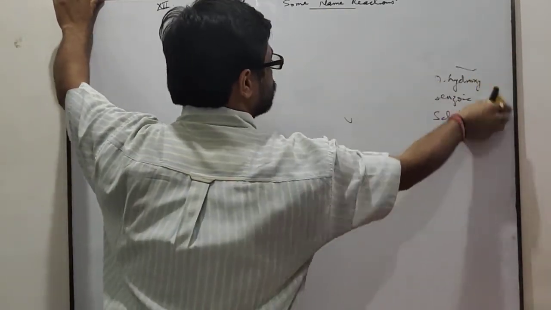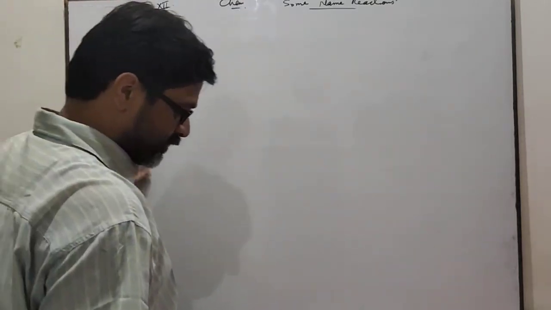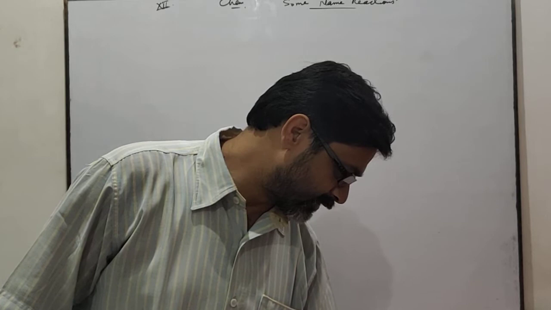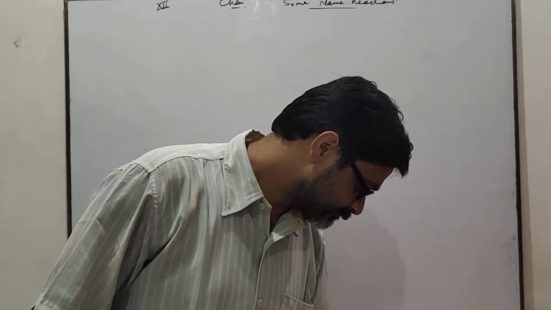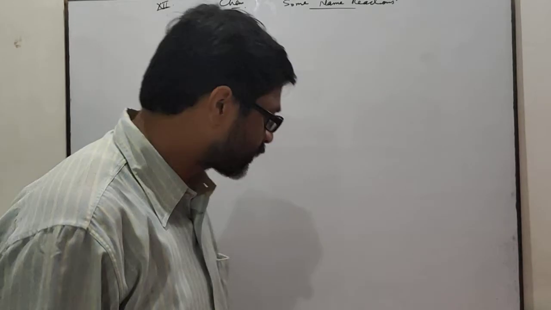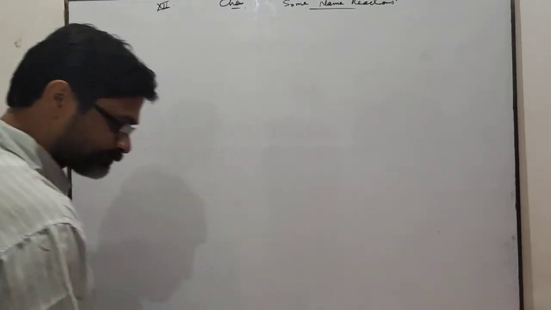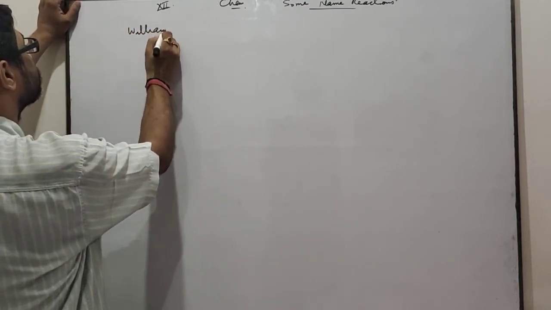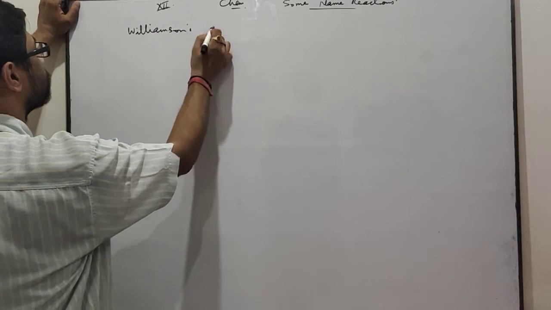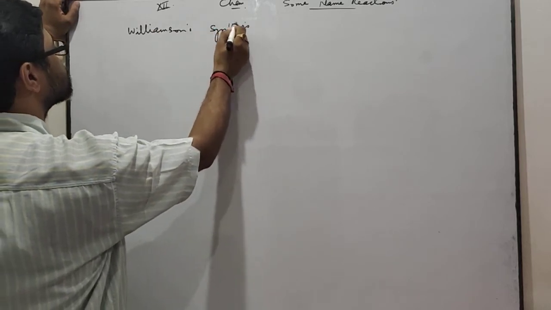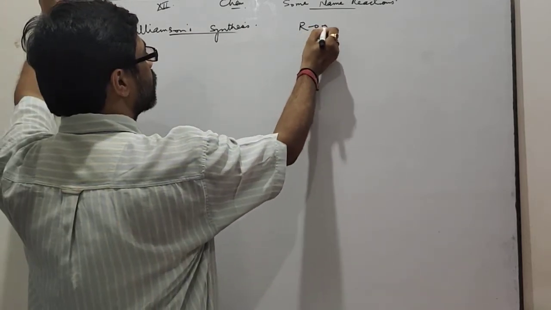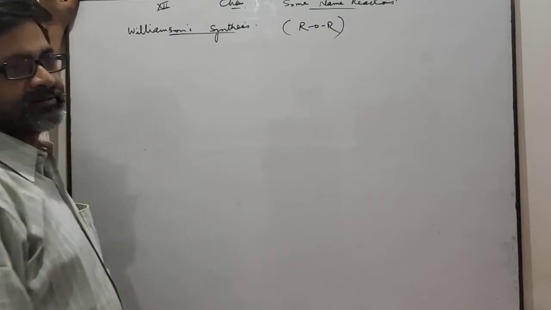Now I am going to discuss the third reaction which is related to your course, and that third reaction is the Williamson synthesis. This reaction is used for the preparation of ether. Ether is prepared by this reaction.